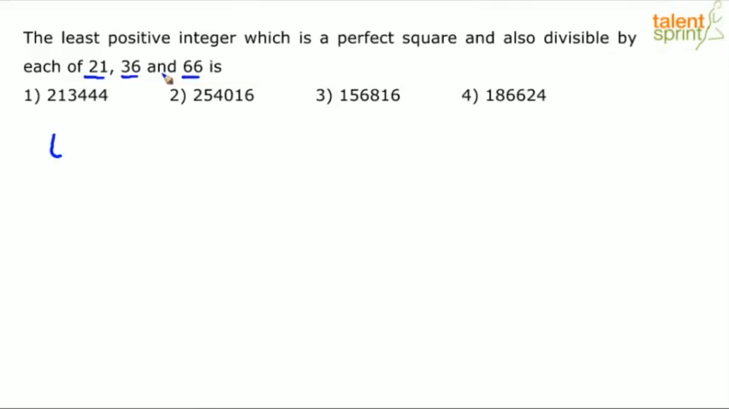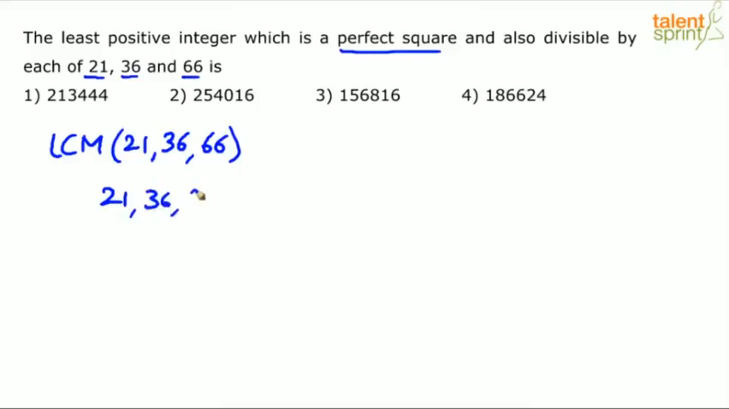The one which is a perfect square, because the question says that this integer also has to be a perfect square. So first of all, let us focus on a multiple of 21, 36 and 66. Let us look at the LCM, the least common multiple of these three values, 21, 36 and 66. Find out, go by the regular procedure, right?